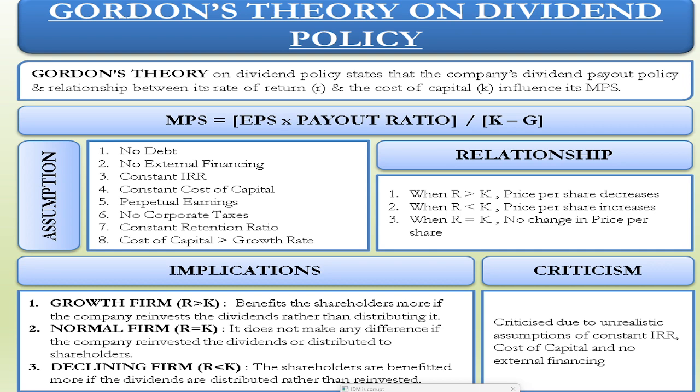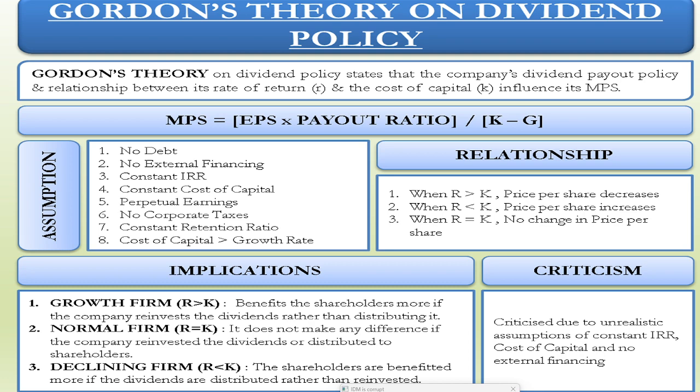In the case of a normal firm, when R is equal to K, it does not make any difference whether the company reinvests or distributes dividends to the shareholders. And in the case of a declining firm, when the rate of return is less than the cost of capital, shareholders will be benefited if more dividends are distributed rather than reinvested. Here the shareholders will get more dividend.